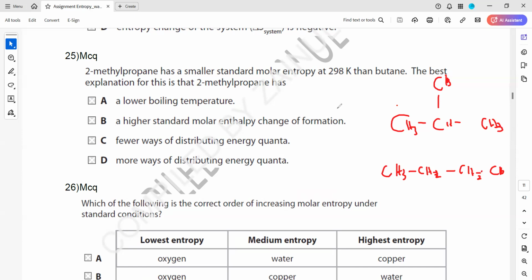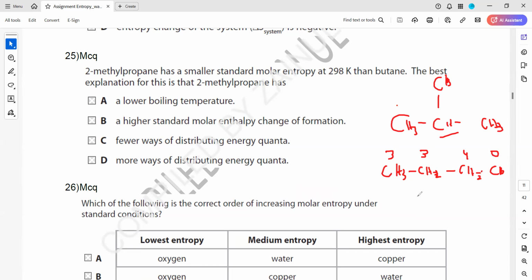Because as the branches increase, the possibility of distribution of energy decreases. This is just an example. In a branched one, the center, which is attached with different branches, must have some energy to hold the branches. But at the end, for example, if I say 10 joules of energy is there, this might have 3 joules, this might have 3 joules, this might have 4 joules, and this might have 0 joules of energy. Means in a straight chain, one group of the molecule may have 0 joules of energy.